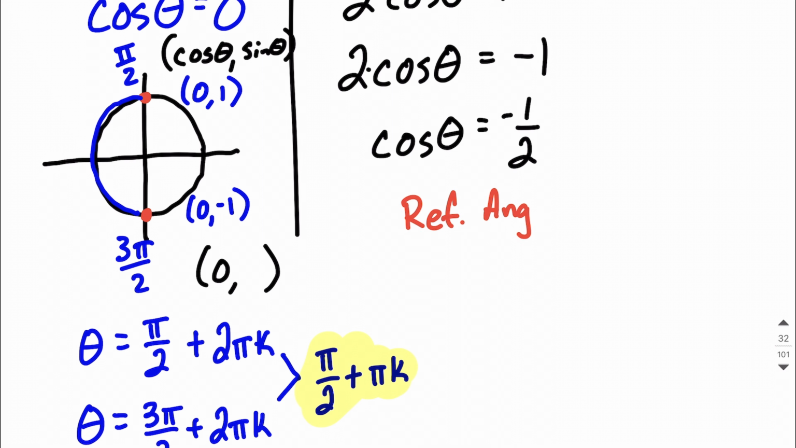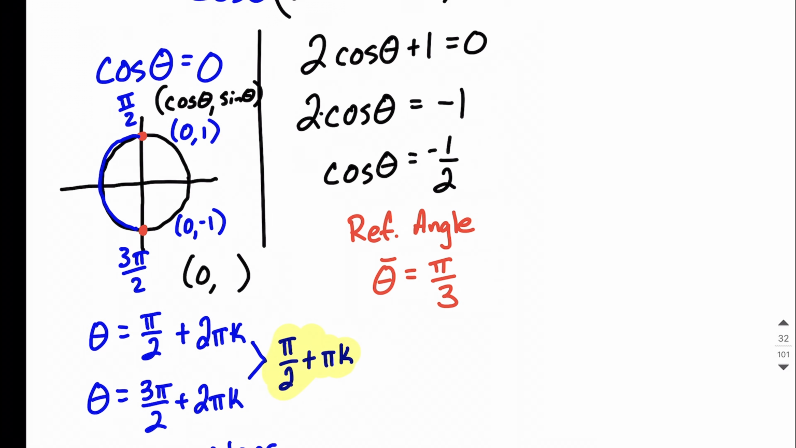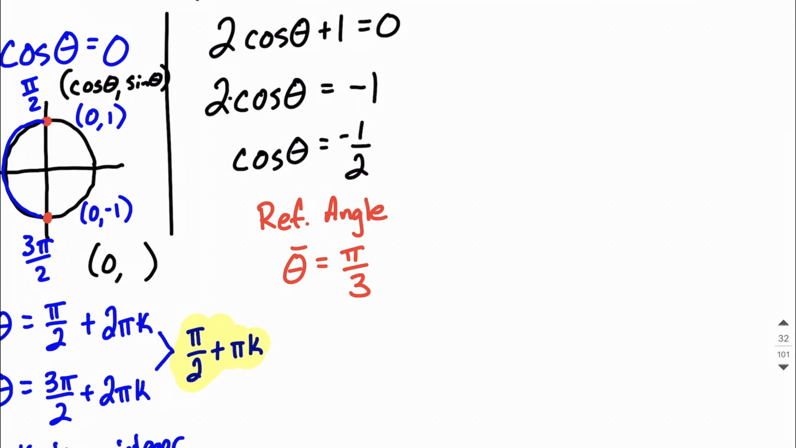The reference angle that corresponds with this, and I'm going to label that as theta bar, is the angle that would give you +1/2 if you plugged it into cosine. So that works out to be pi over 3. The next thing I'd like to think about is using that reference angle in the appropriate quadrants to give us angles that when we plug them into cosine give us -1/2.